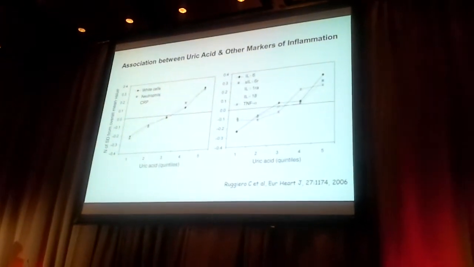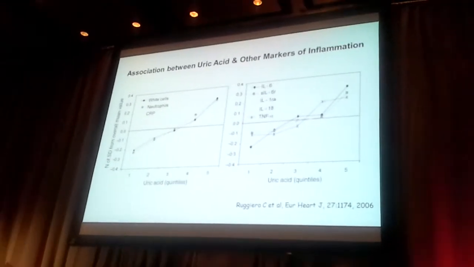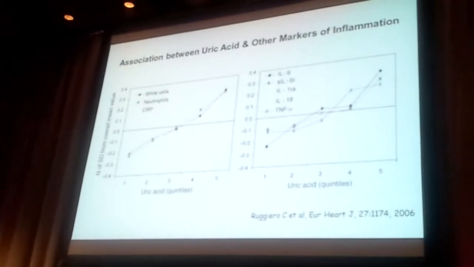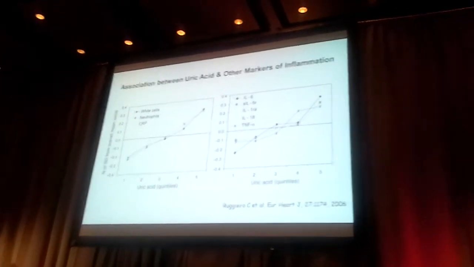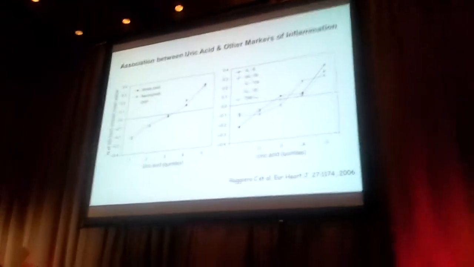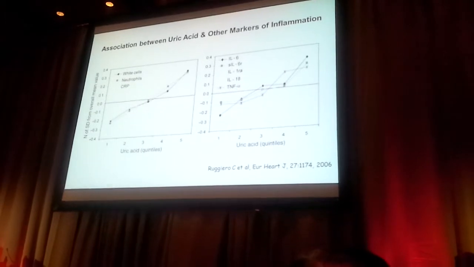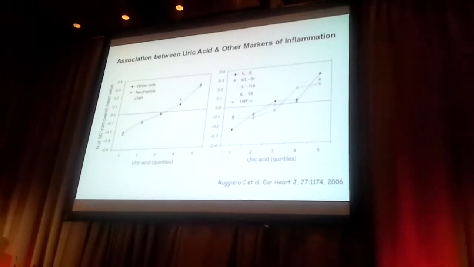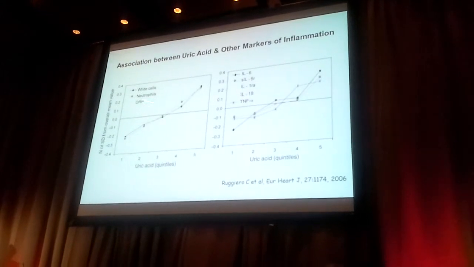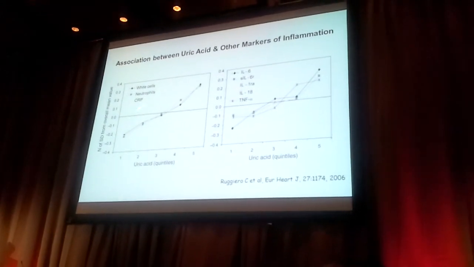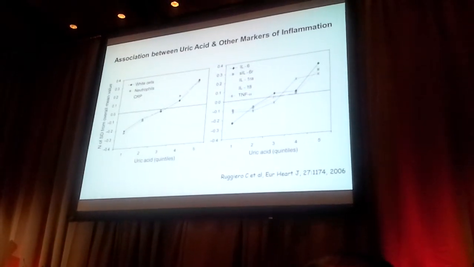There is also some clinical study showing the association between uric acid and other markers of inflammation. This is the result from the Italian cohort, which includes approximately 1,000 subjects without significant kidney disease. As you can see here, the uric acid concentration was correlated very well with the WBC count, the CRP concentration, and markers of pro-inflammatory cytokines.